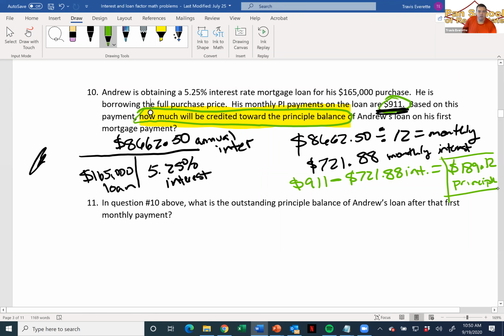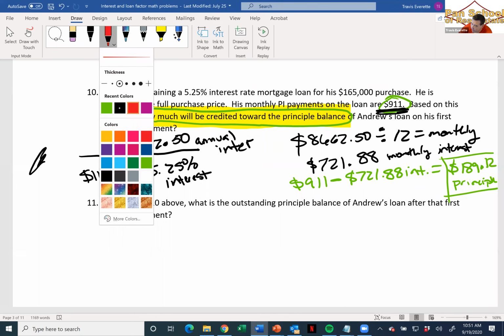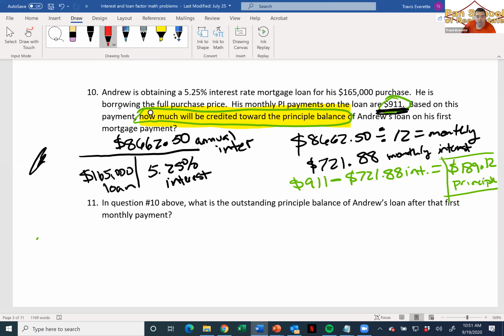Right? And it really is a building block process. Understand the basics of interest, and then, okay, I got monthly and I got daily. And so we're just building up these concepts. Number 11 is the next most natural progression. What is his loan balance after he makes that payment? Well, just like when we were doing accrued interest before and we were adding on, here we're taking away because we're paying the loan down.